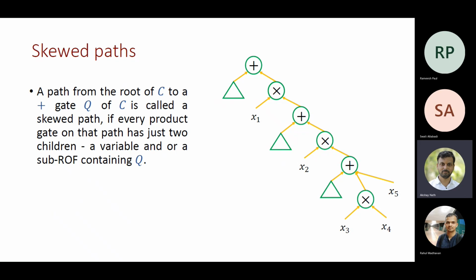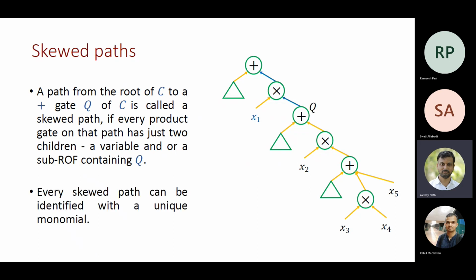So a skewed path is defined as follows. A path from the root of the ROF C to any plus gate Q in C is called a skewed path if every product gate on that path has just two children. One is a variable and another is a sub-ROF containing Q. So for example, in this ROF, there are two skewed paths. The first skewed path is from the topmost gate to this gate Q.